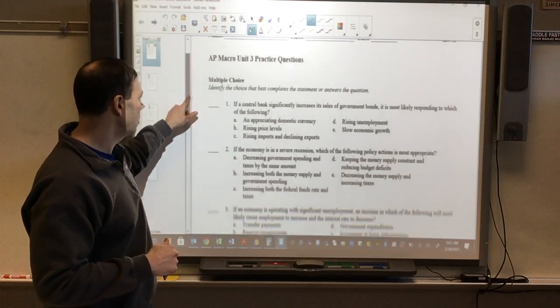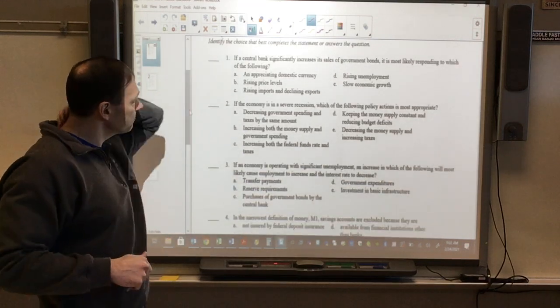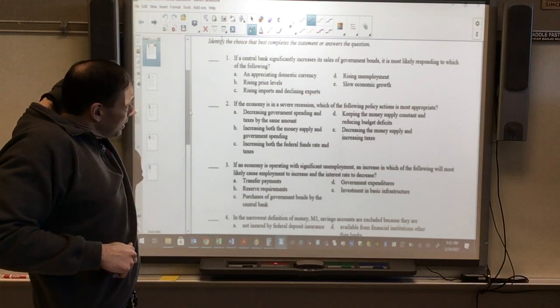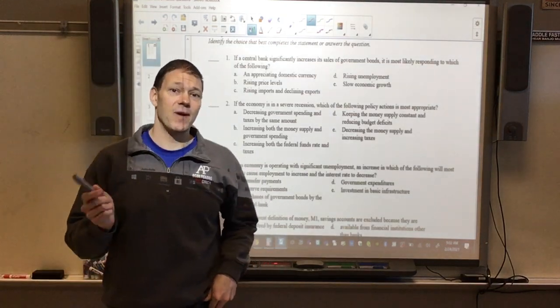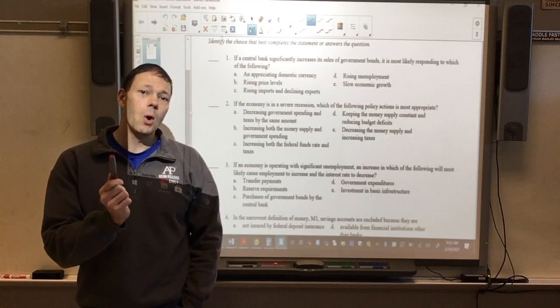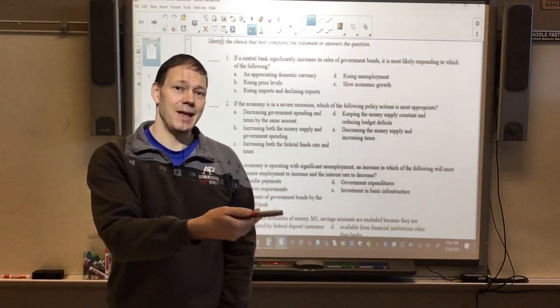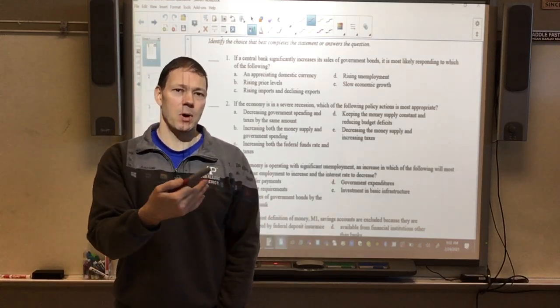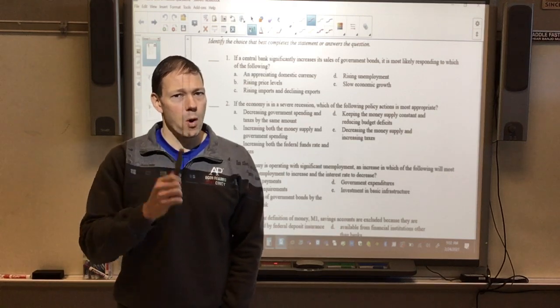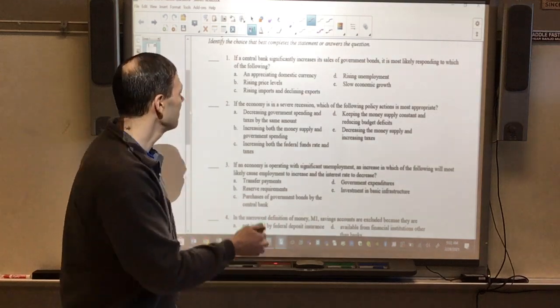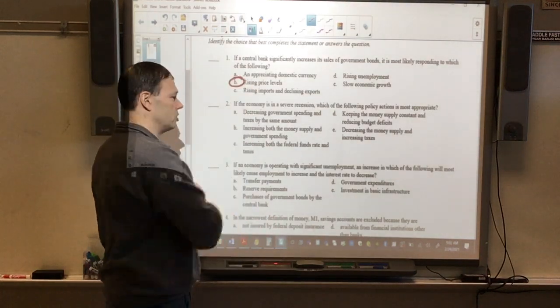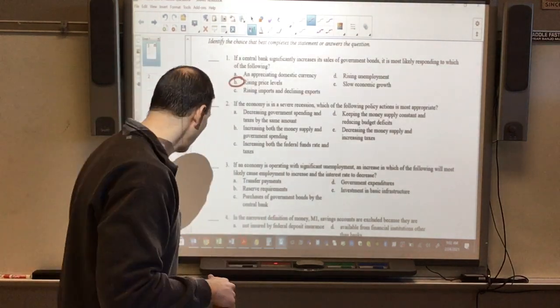Let's look at our multiple choice here. So number one, if the central bank significantly increases its sale of bonds. So here the Fed is selling. When they sell, they're getting money. In other words, they're taking money out of the economy. What would be happening in the economy that would make the Fed want to take money out? Probably inflation. They're probably trying to fight inflation.